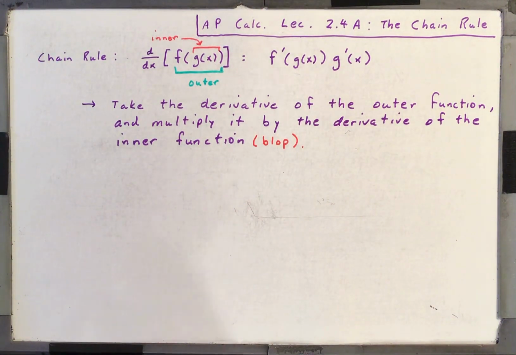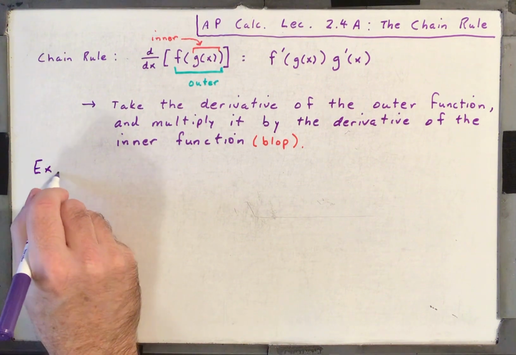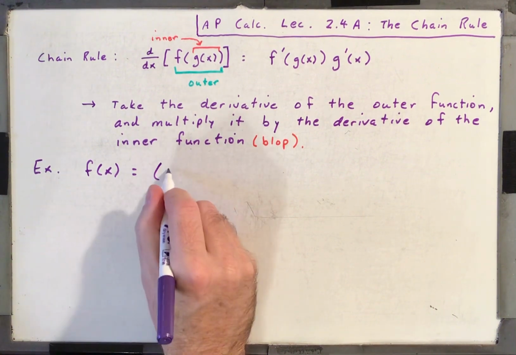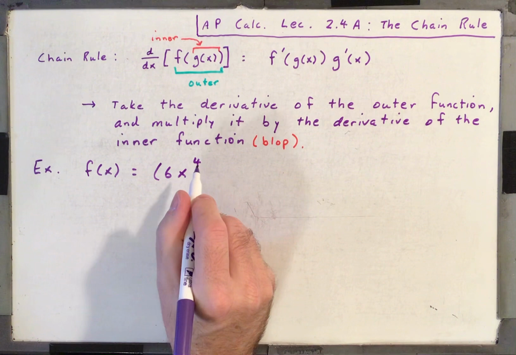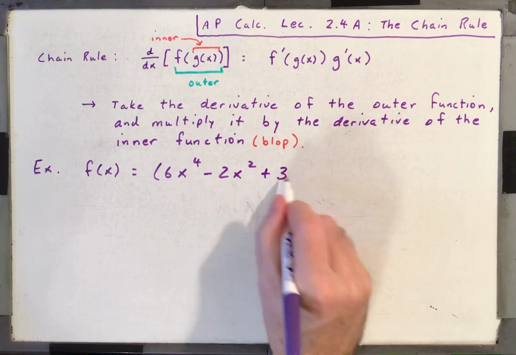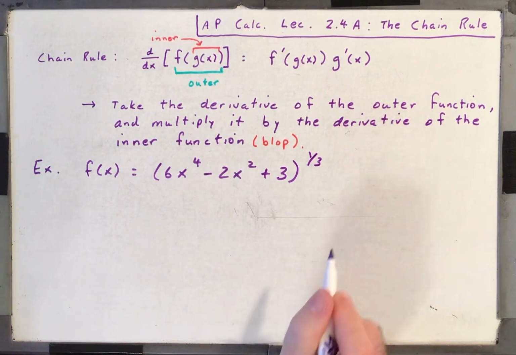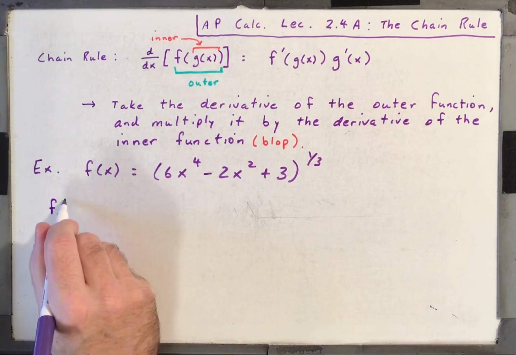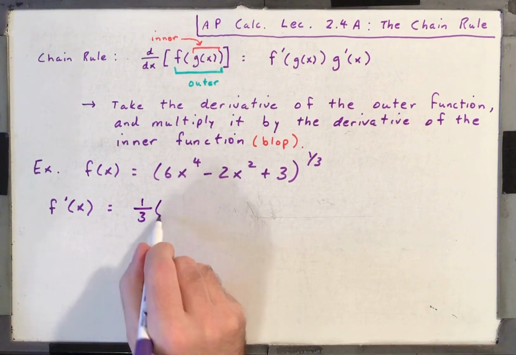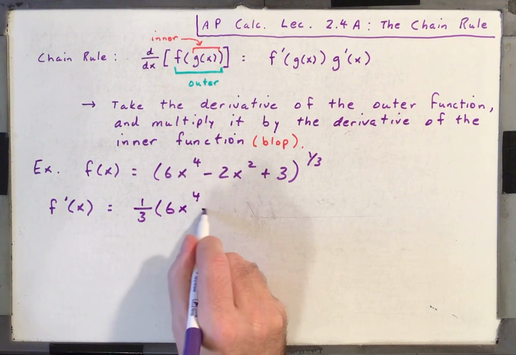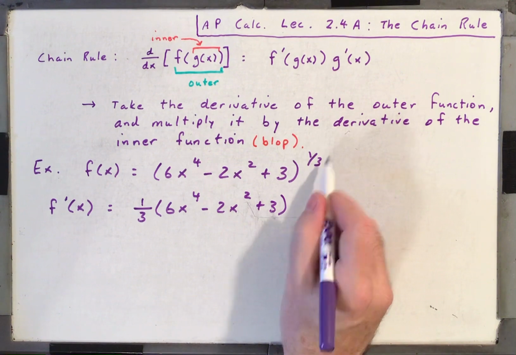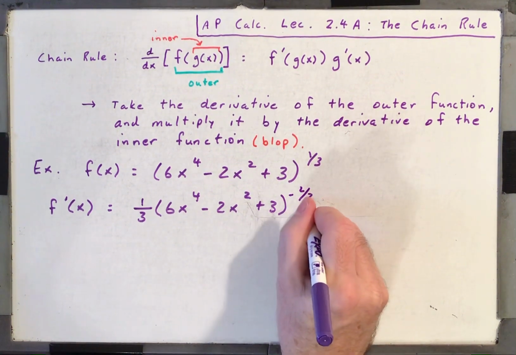Okay, let's do one with a fractional exponent. Let's say we have f of x is equal to 6x to the fourth minus 2x squared plus 3 to the 1/3 power. So f prime of x, bring that 1/3 out front, so 1/3 times 6x to the fourth minus 2x squared plus 3. Now we have to subtract 1 from 1/3, so 1/3 minus 3/3, that'd be negative 2/3.